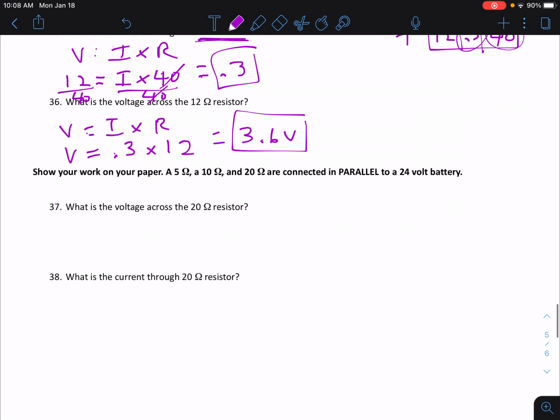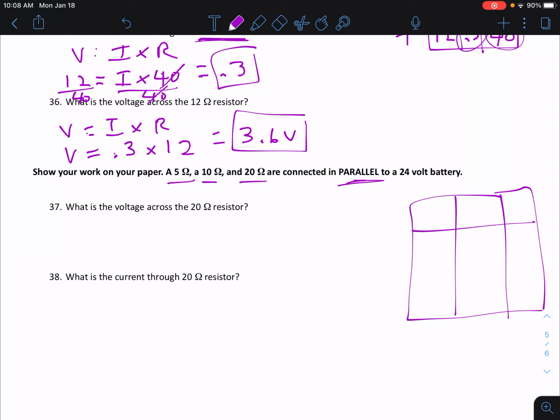Okay, this one here, now we have a parallel circuit for these questions. We have a 5 ohm, 10 ohm, and 20 ohm. Let's go ahead and draw this here. We have a 5, a 10, and a 20 ohm resistor, and we have a 24 volt source. This is position 1, position 2, position 3, and T is for the total.